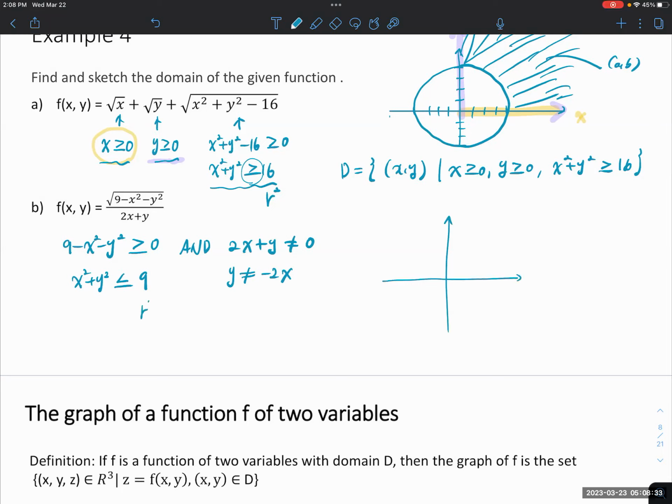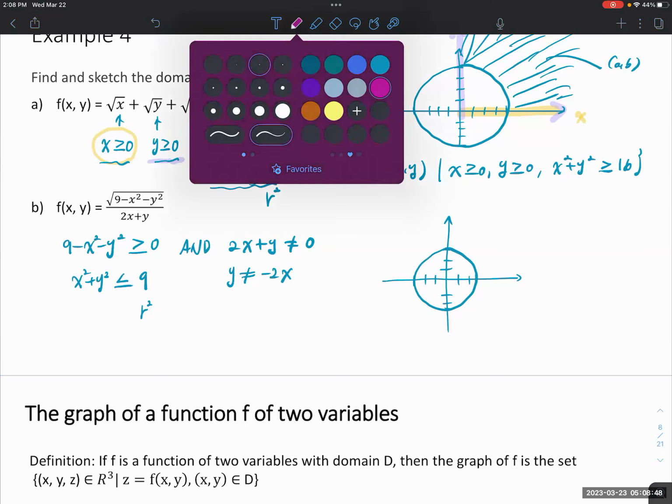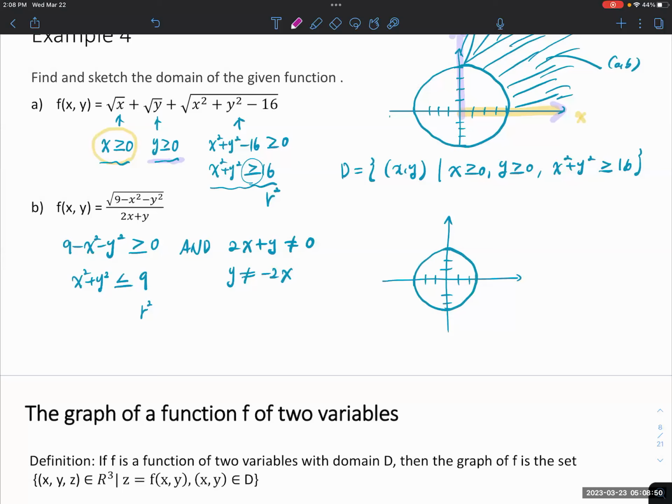So this is r squared equals 9. The radius is 3. And there's an equal sign, so it's a bold circle. So it's going to be inside, correct? And then we're going to draw y equal to negative 2x. The y equal to negative 2x is going to be this line. We are not going to include equal.